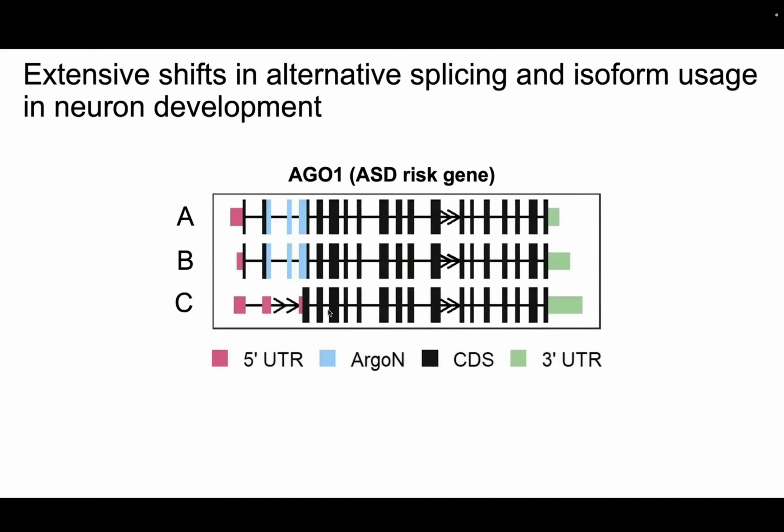Just to provide an example of what this looks like, here I'm focusing on one gene, AGO1. This is a bona fide autism risk gene. This gene has 3 primary isoforms, which I just labeled conveniently A, B, and C. A and B have the same protein structure. They have the same CDS, but they differ in their 5' and 3' UTRs.